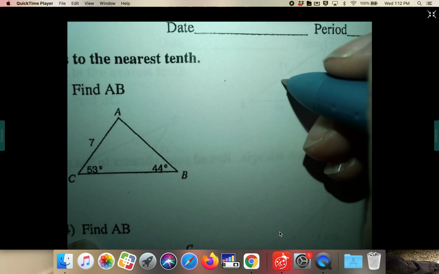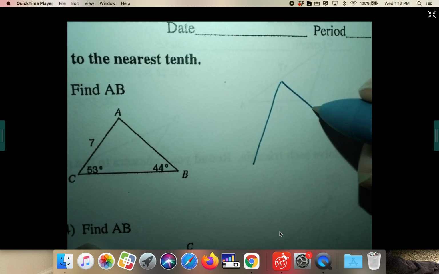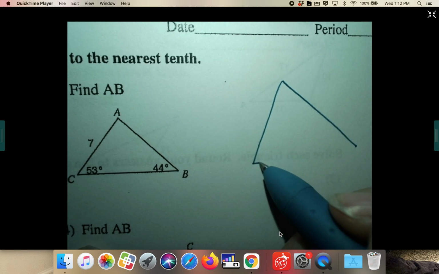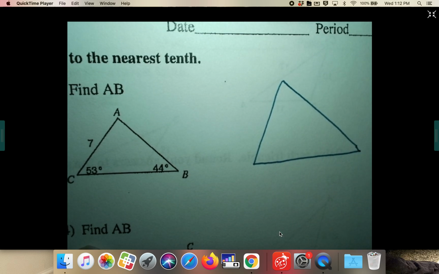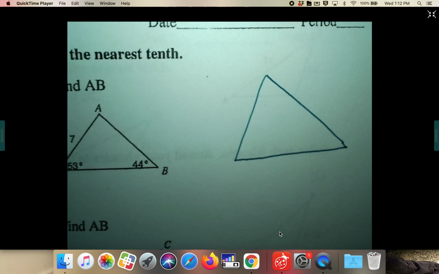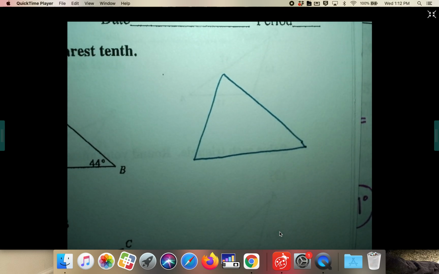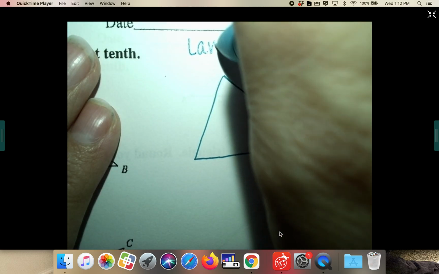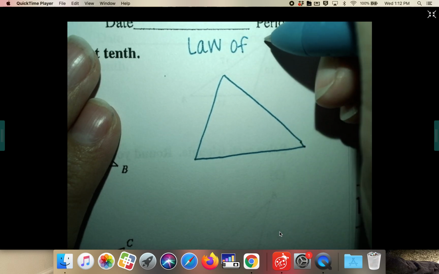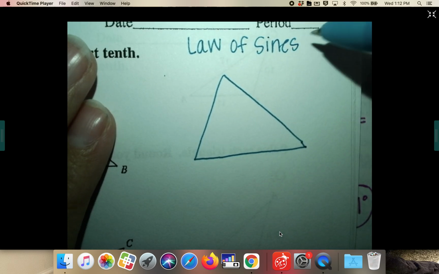First of all, I want you to know that this can be used when we don't have a right triangle. It can be used when we do have a right triangle too, but a lot of times the law of sines is used when we don't have a right triangle. So I'm going to show you how to use it with other angle measures.